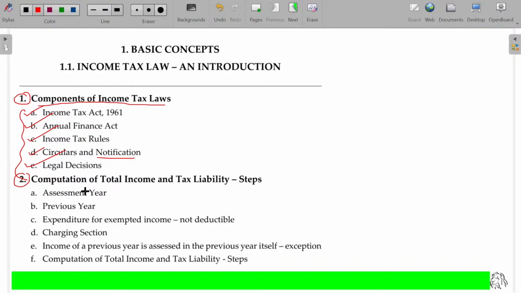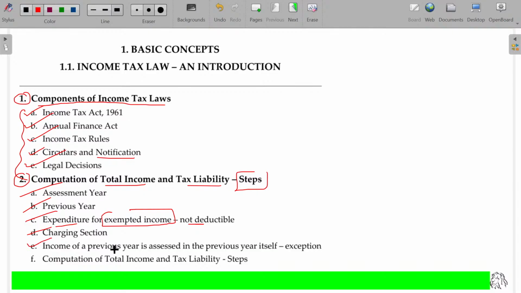And the second block is all about computation of total income and tax liability, the steps. Before this second block, we started with assessment year and previous year. Previous year income is assessed in the same previous year. That is nothing but exceptions to the assessment year concept. And some expenditure incurred for exempted income is not deductible; we also studied that in section 14A. And we studied the charging section under section 4. You have to compute the tax as per the Income Tax Act, and the tax is determined based on the Finance Act, and it is for every person. That is all we discussed under section 4.